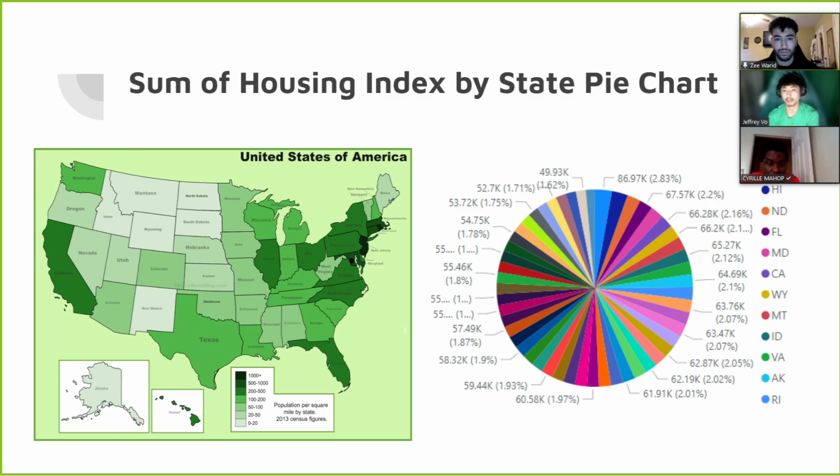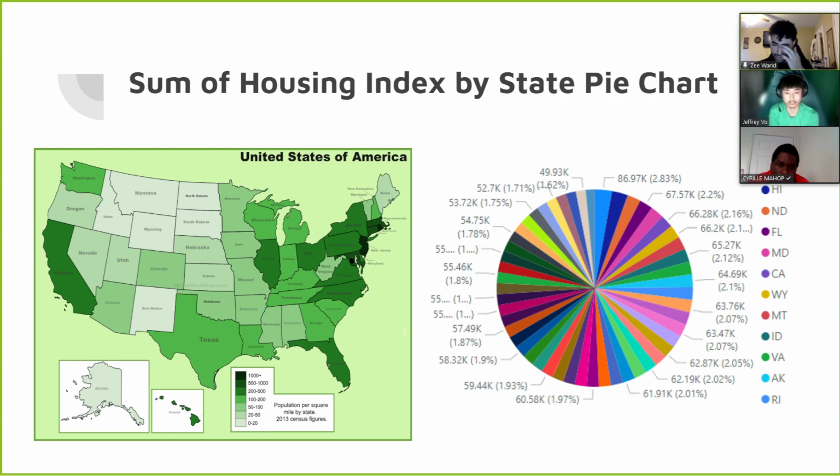Here we have the sum of housing index by state in the form of a pie chart. Same as the other two charts, we have DC with 86.97K, and we have Michigan with 49.93K. This chart is a little bit more special though. Not only does it show the values of the sum, but it shows the percentage that the sum holds in the entire United States.